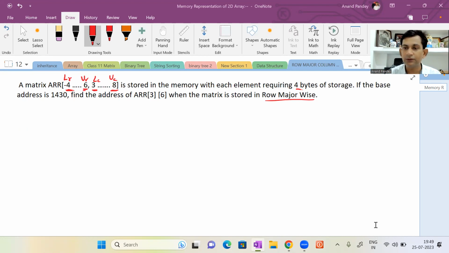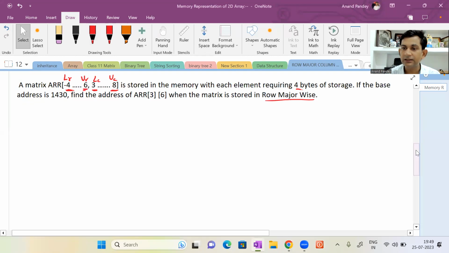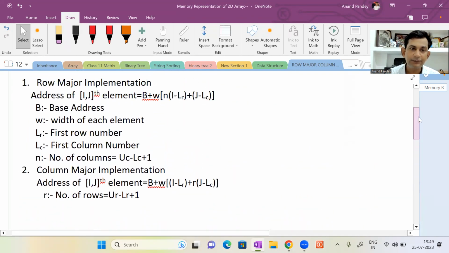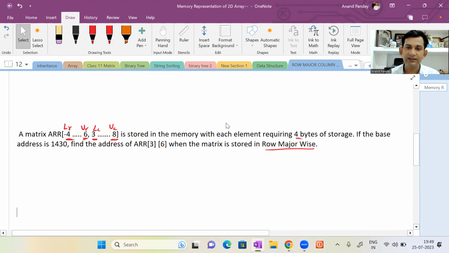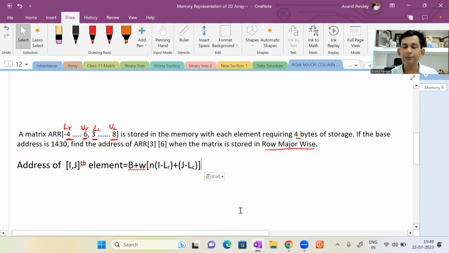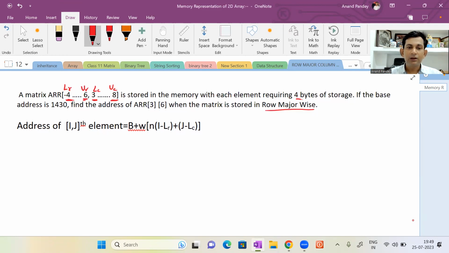So now I'm going through the formula. First, I will write the formula of row measure, and then I will tell you the values one by one. This formula of row measure I'm copying from here instead of typing again. I don't want to waste your and my time. Okay, this is the formula. So I'm going to put the value for each element in this formula. As per the question, the value of B is for base address. The base address is 1430, so the value of B will be 1430.